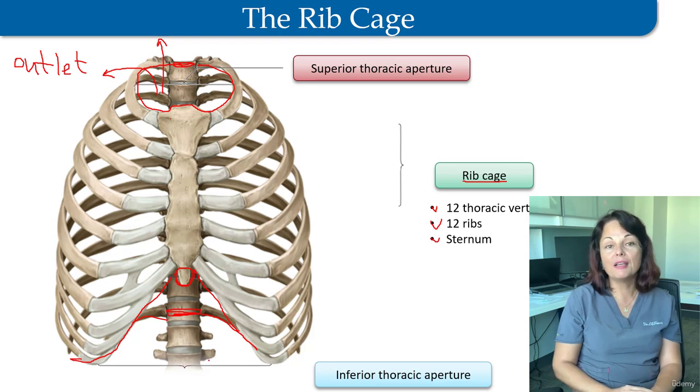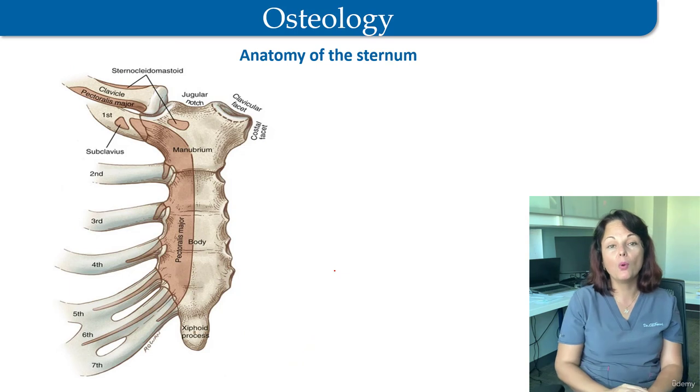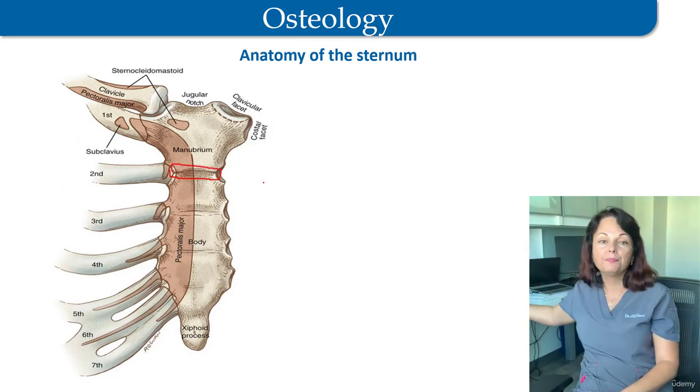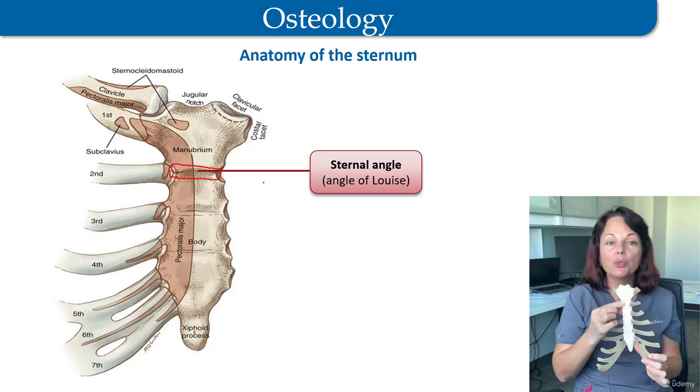The sternum is a flat bone composed of the manubrium, body, and xiphoid process. The manubrium articulates with the body at the sternal angle, known as the angle of Louis. This joint is a secondary cartilaginous joint, and it possesses a fibrocartilaginous intervening disc.